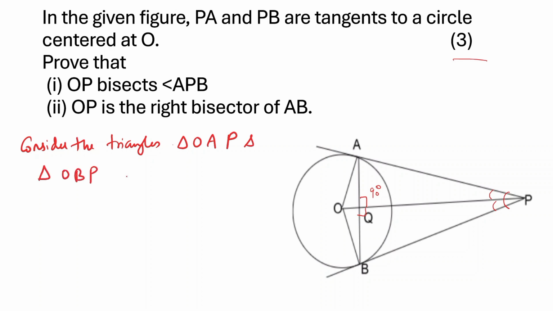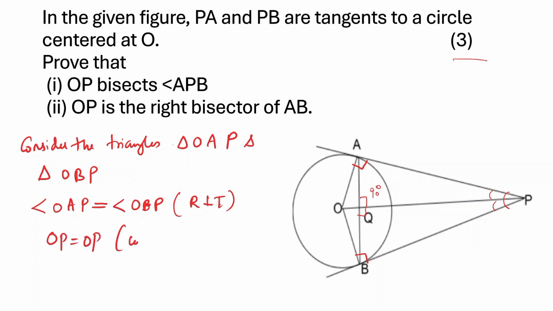So how can you prove that they are congruent triangles? One reason is this angle. Radius and the tangent are perpendicular to each other, so angle OAP equals angle OBP, both 90 degrees. And OP equals OP, that's a common side. And OA equals OB, they are radii of the circle, so those are equal.